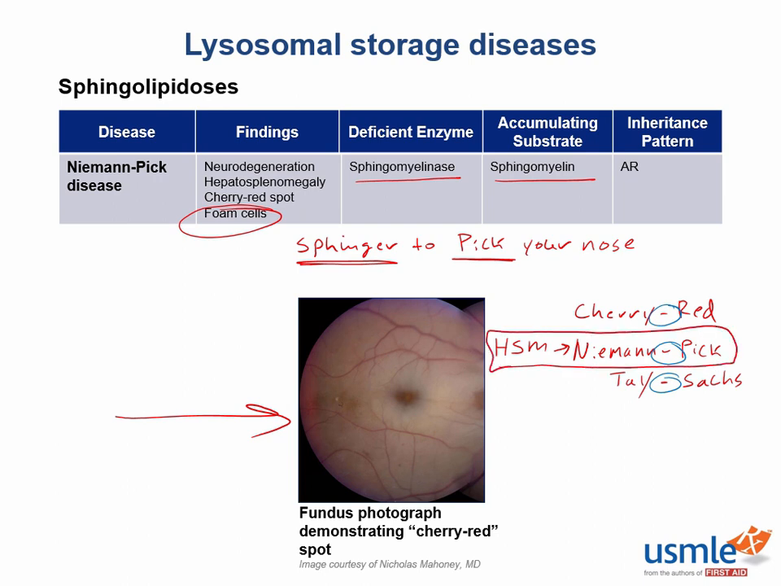And for all you gunners out there, another cause of a cherry red spot is a retinal artery occlusion. And if you hear a question talk about a cherry red spot that occurs in an adult with vascular disease, you need to be thinking about a retinal artery occlusion. But if you see a cherry red spot that shows up in a young kid, you need to be thinking about Niemann-Pick disease as well as Tay-Sachs disease.